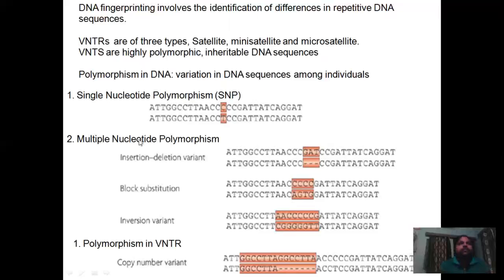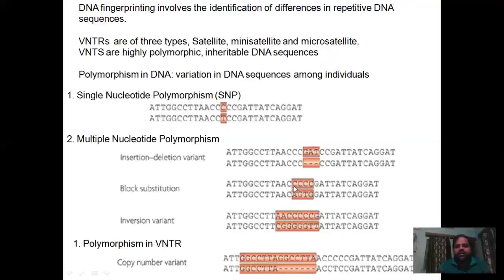The second is multiple nucleotide polymorphism. Here there are two DNA sequences of two different individuals. One has this G80 sequence and in the other this sequence is absent. This kind of multiple nucleotide polymorphism occurs due to deletion of this particular codon. The second type of multiple nucleotide polymorphism is a difference in the nucleotide sequences.